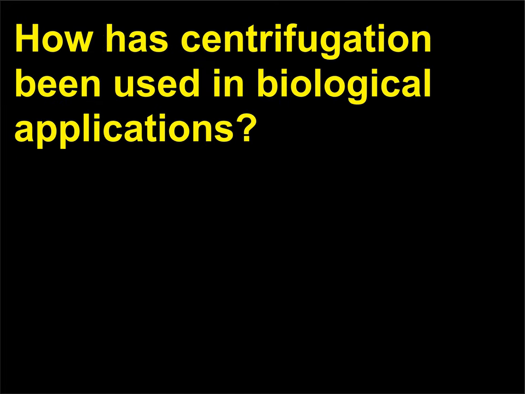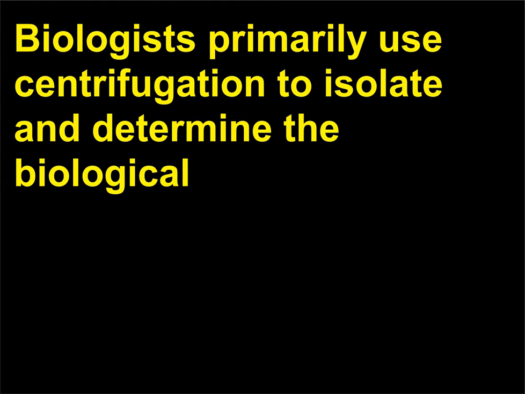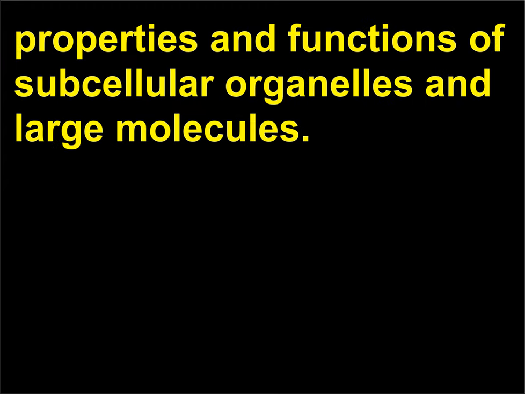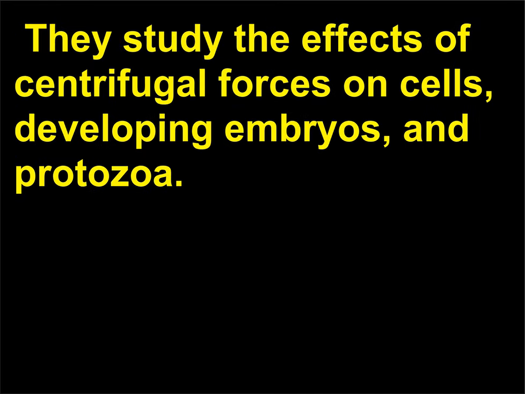How has centrifugation been used in biological applications? Biologists primarily use centrifugation to isolate and determine the biological properties and functions of subcellular organelles and large molecules. They study the effects of centrifugal forces on cells, developing embryos, and protozoa.